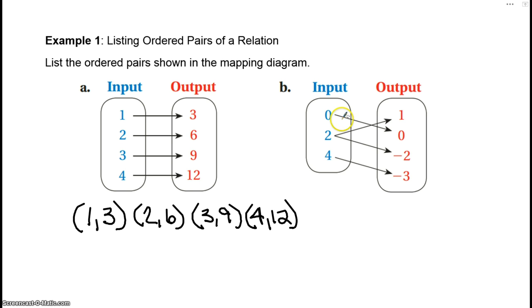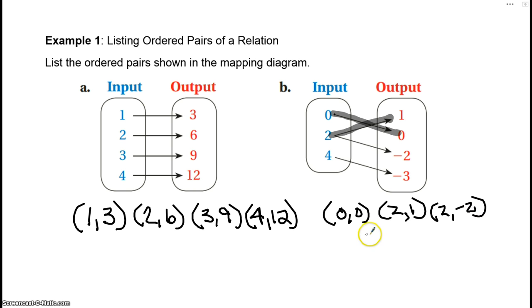This one gets a little bit more complicated. I always start from the inputs and follow the arrows to the outputs. And if you want to highlight what you're doing, that's totally fine to help you. So this first one is 0, 0. The second one is 2, 1. The third one is 2, negative 2. And the last one is 4, negative 3.